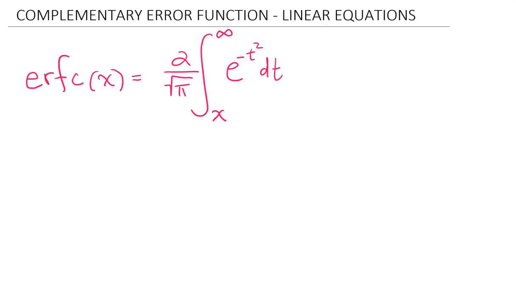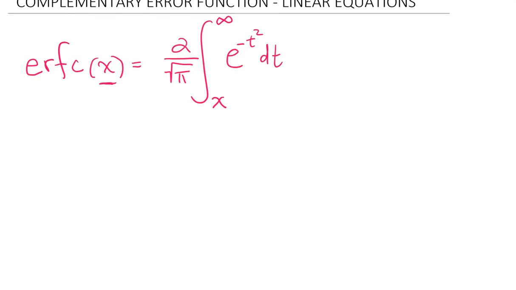Now recall that this is a function of x rather than of t. So once again, we are evaluating the area under e to the minus t squared from the value that we choose x to infinity, and then multiplying all of that by 2 over the square root of pi.